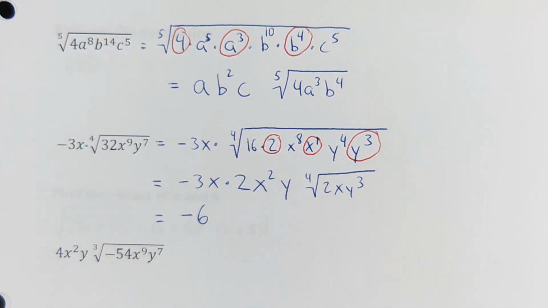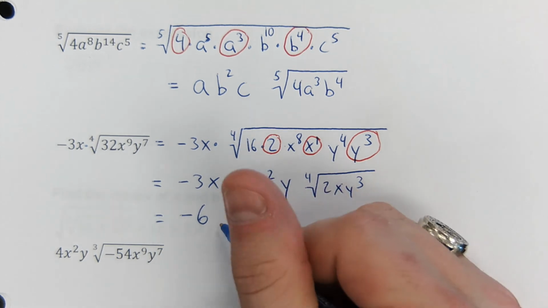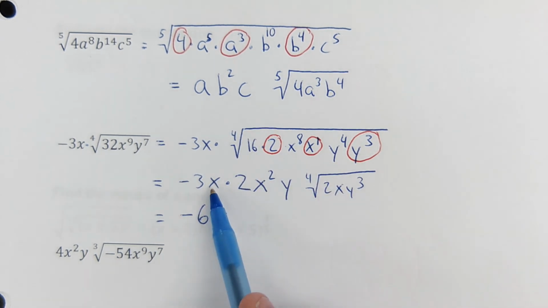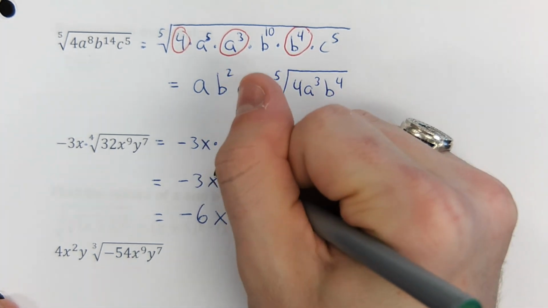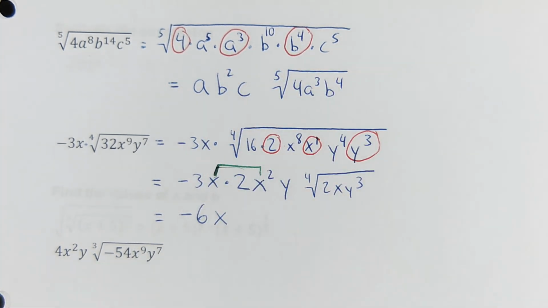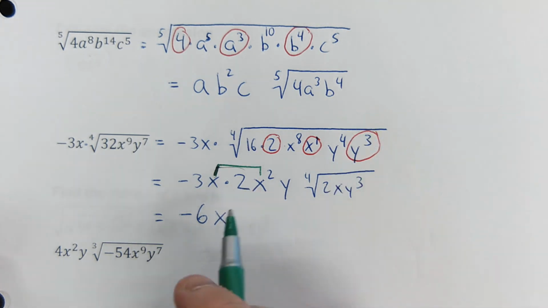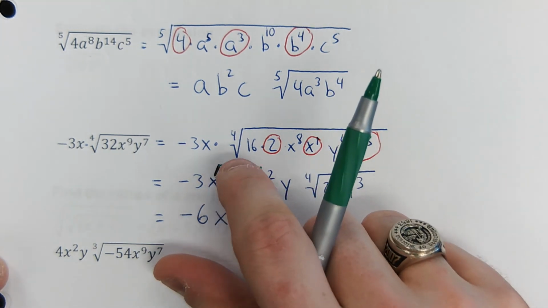x times x to the second is... come on guys, multiply these two. What are you going to get? You're going to get x to the third. Wouldn't it be negative 3x to the 3rd? Negative 3 times 2 is negative 6.